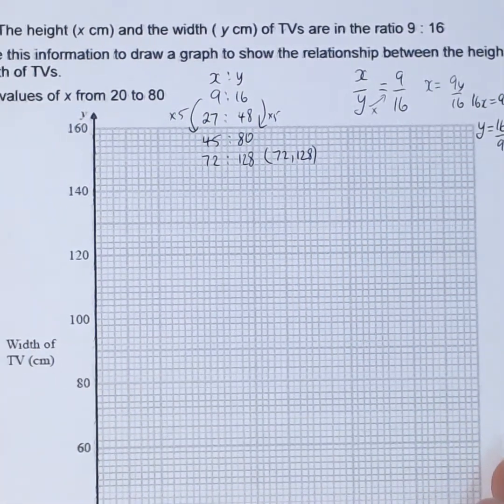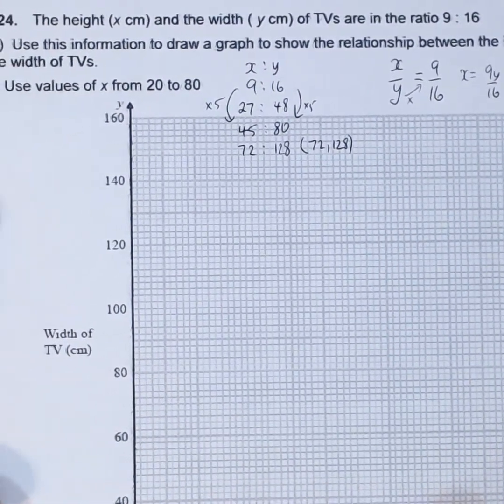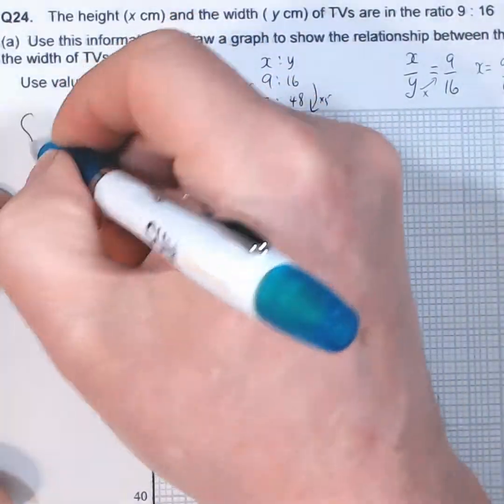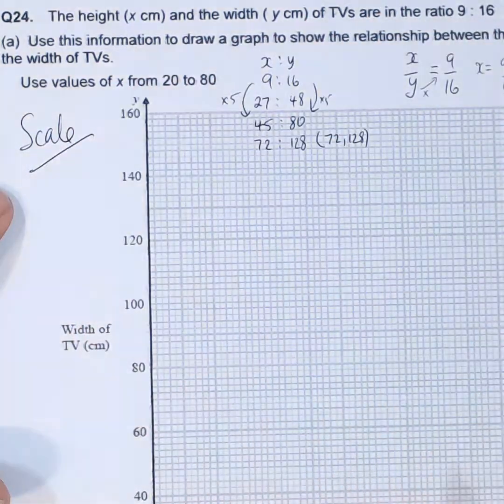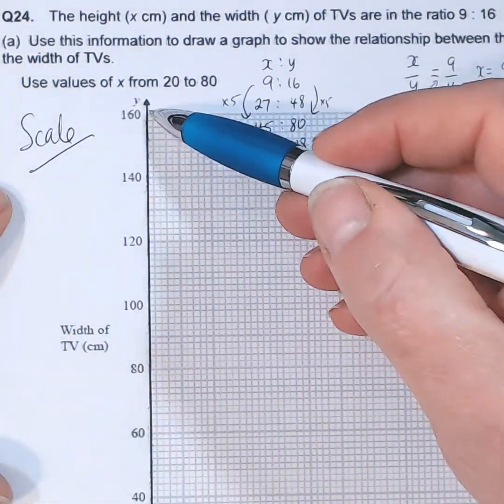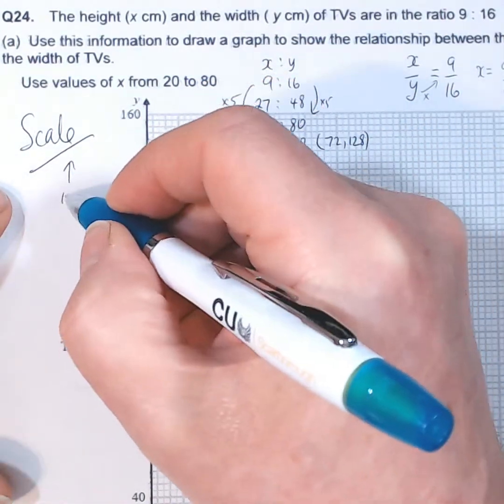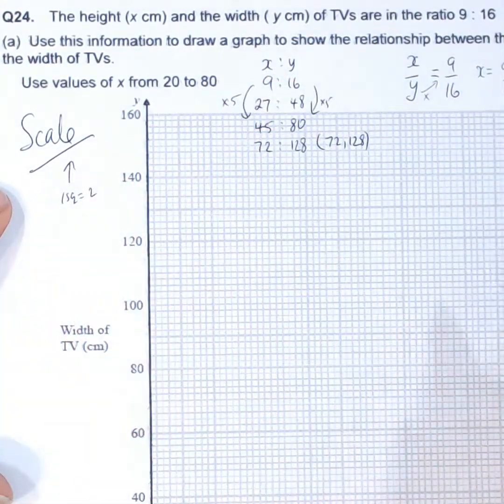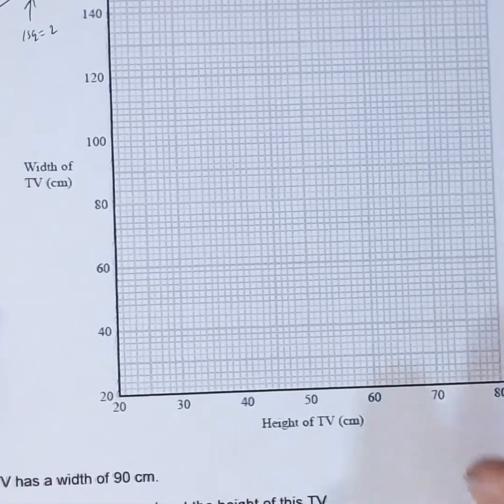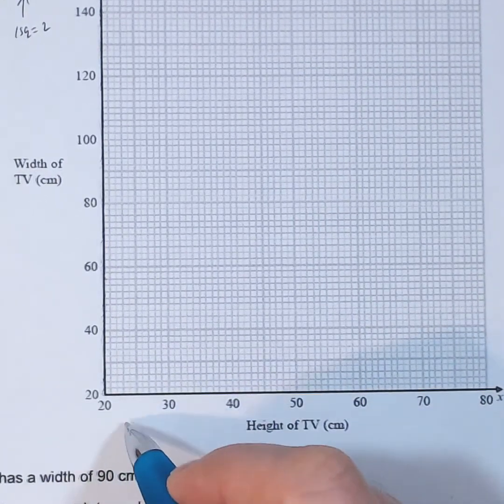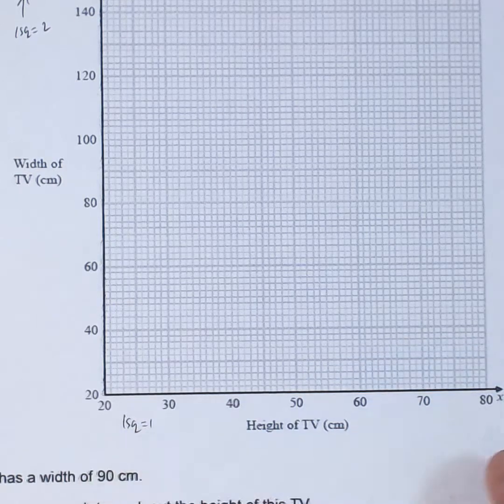Now when you're doing real life graphs and straight lines, we need to remember that you should always think of the scale. We can see on this graph that for 10 little squares up here we're going up to 20. So in the vertical, 1 square is worth 2. In the horizontal we can see that 10 squares is worth 10, so 1 square is worth 1.